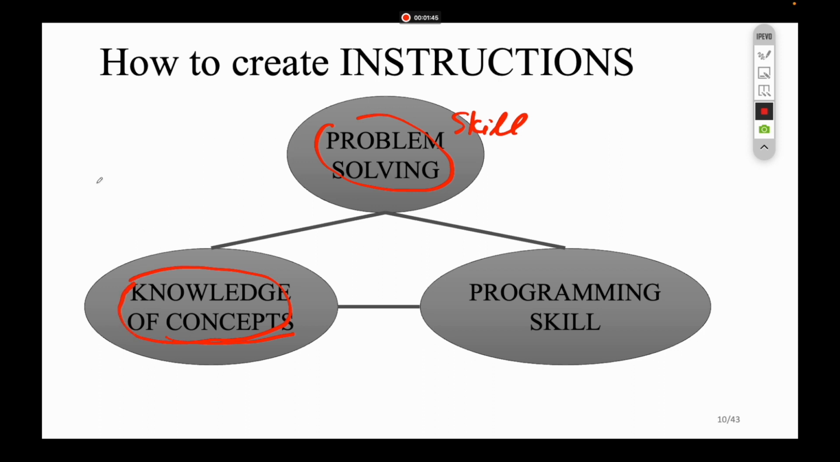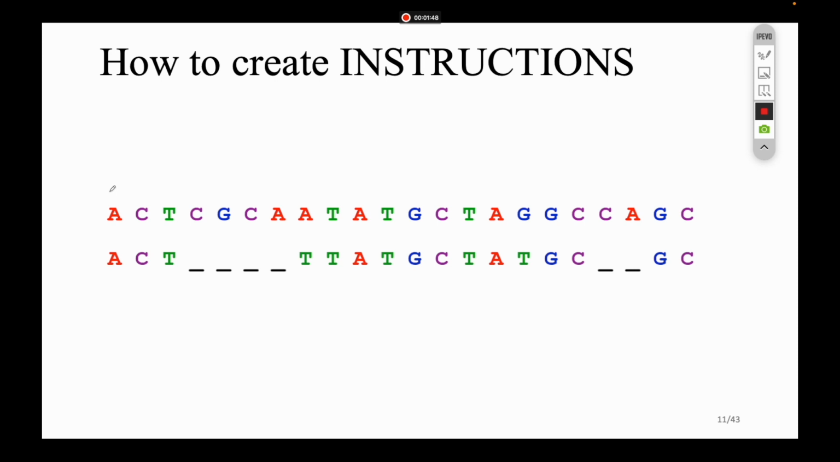For example, if you want to write a program to compare DNA. So, for example, you have the DNA of the first person and the second person, person 1 and person 2. So, how do you know whether two DNAs are similar or not? For example, the DNA relationship between person 1 and person 2. How can we do that?